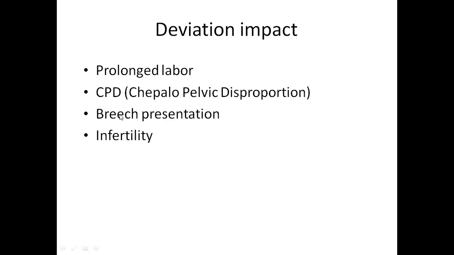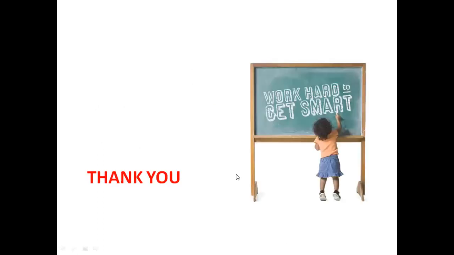Breech presentation: the head of the baby should come out through the pelvic outlet in normal delivery, but in this case, instead of the head coming out first, sometimes limbs or buttocks may be seen, anything coming out in front at the pelvic outlet, and then you call it breech presentation. Because of improper pelvic dimensions, the lady may also suffer from infertility.